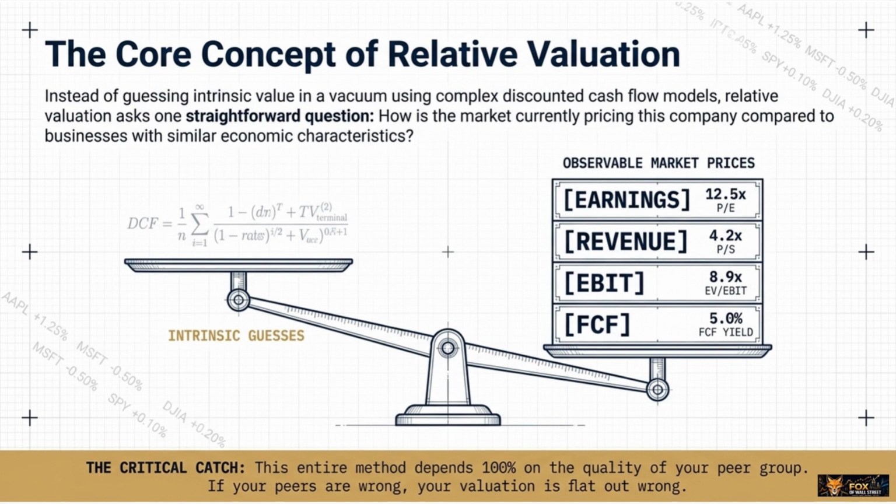But here is the critical catch, and the main thing you need to take away from this. This entire method depends 100% on the quality of your peer group and the specific metric you pick. Bottom line, if your peers are wrong, your valuation is flat out wrong.